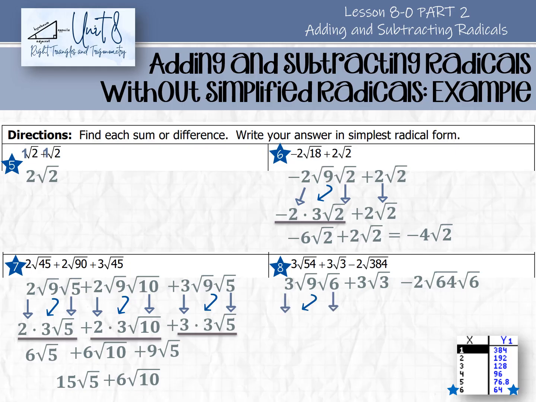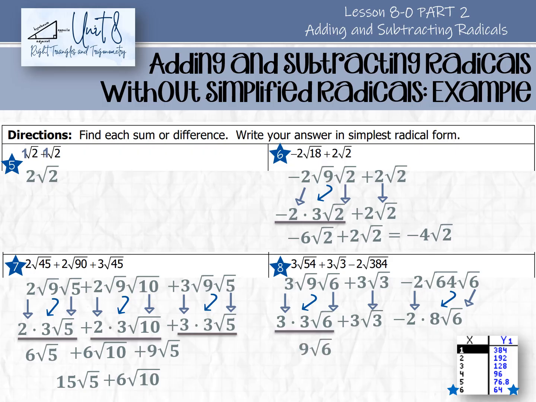Now let's break it down. Square root of 9 is 3. Bring down your 3 and your radical 6. Just bring him down. Nothing we can do with him yet. And then break it down. Square root of 64 is 8. So bring down your -2 and your radical 6.